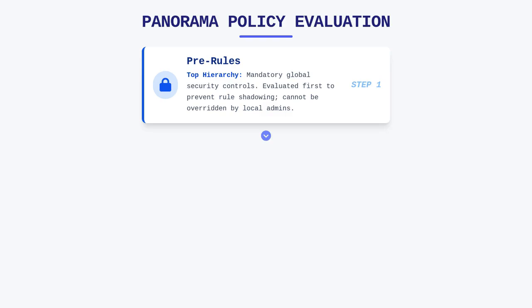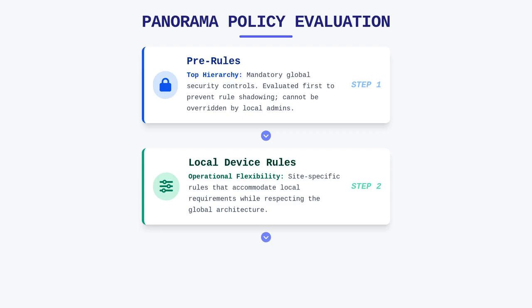The mechanics of policy evaluation in Panorama are rooted in the distinction between pre-rules, post-rules, and local rules. When a packet hits a firewall managed by Panorama, the security policy evaluation follows a strict order that prevents rule shadowing and ensures predictable outcomes. Pre-rules are defined at the top of the hierarchy and are evaluated first, which effectively locks them as mandatory security controls that local administrators cannot override. Post-rules sit at the bottom of the stack, providing a catch-all mechanism or a place for granular, lower-priority traffic filtering.